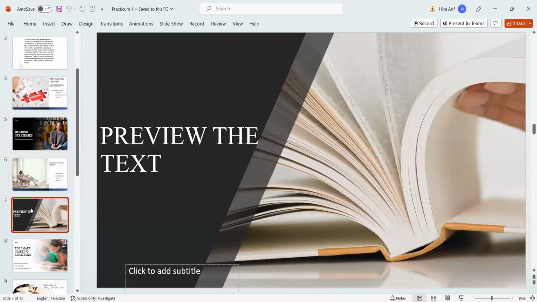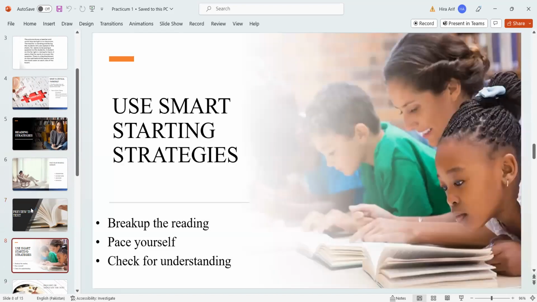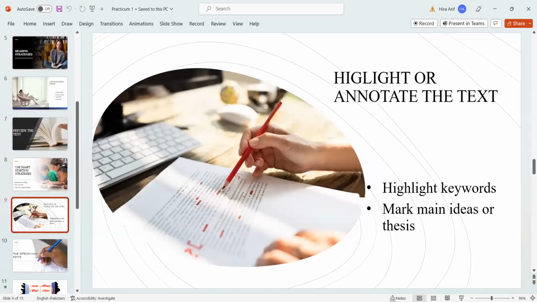One strategy is that you may preview the text and use smart starting strategies like breaking up the reading, pacing yourself, and checking for understanding. Another strategy is you can highlight or annotate the text when you're reading. Highlight keywords, highlight useful words, and mark main ideas or thesis. Underline or highlight the main idea or thesis.